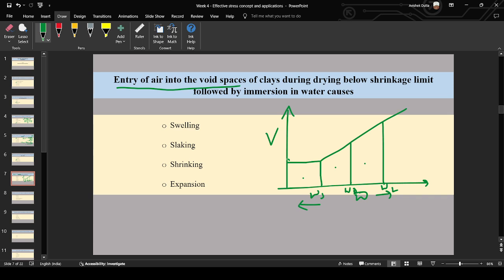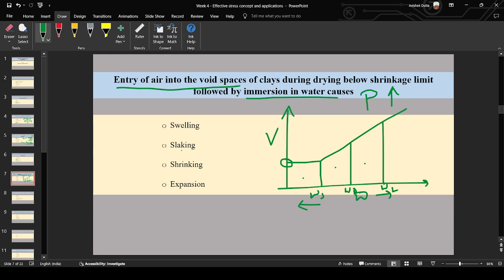Now once we dry it and bring it to this point where moisture is zero, and then immerse the same clay sample in water, it will lead to the creation of very high pressure because of the re-entry of water in the soil mass. It will create a very high pressure, and it will lead to the disintegration of the soil structure. So upon immersion in water, the pressure becomes very high, which leads to disintegration of the soil structure.